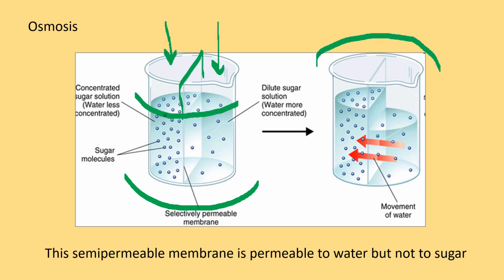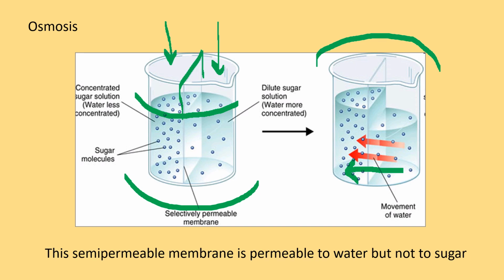We know the barrier is permeable to water, but it's not permeable to sugar, and water follows solutes. More water molecules moved out of the low concentration solution into the high concentration solution. You can think about it as nature abhors a gradient. This is nature's attempt to undo the concentration gradient.